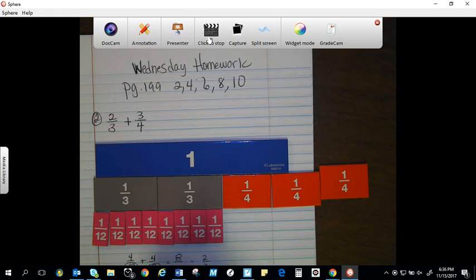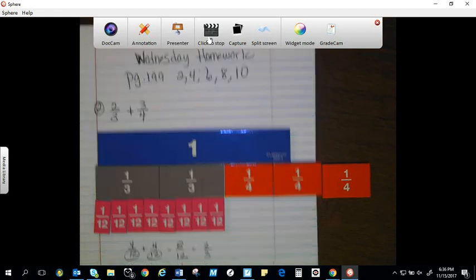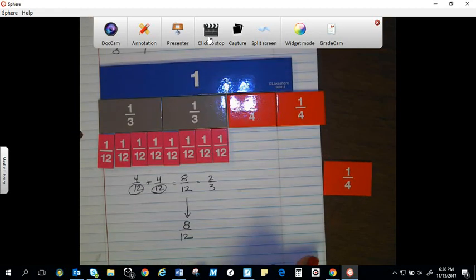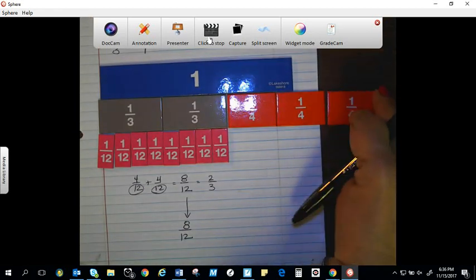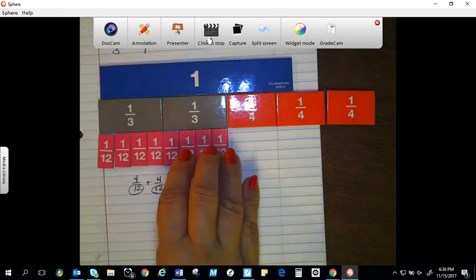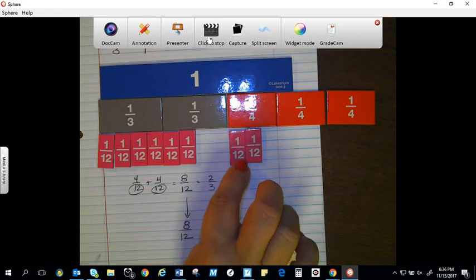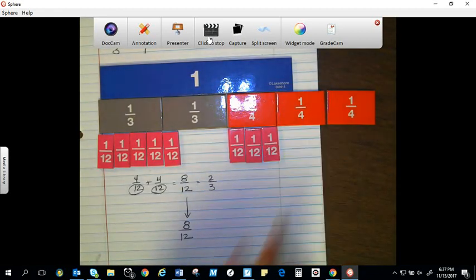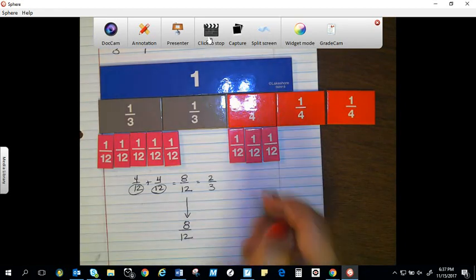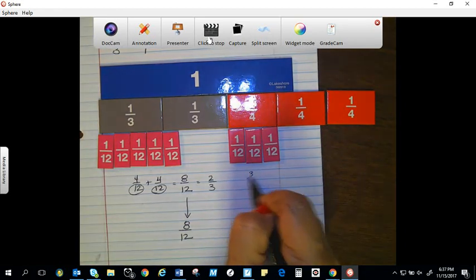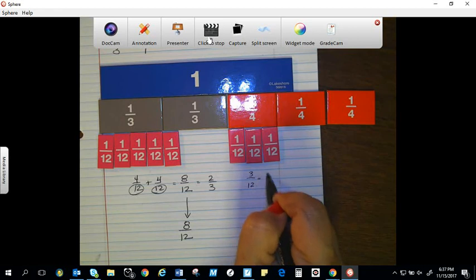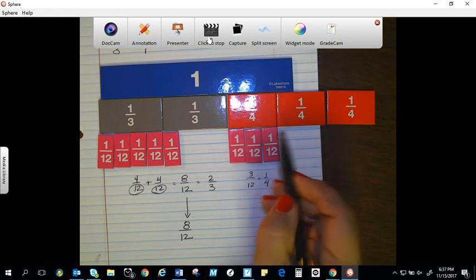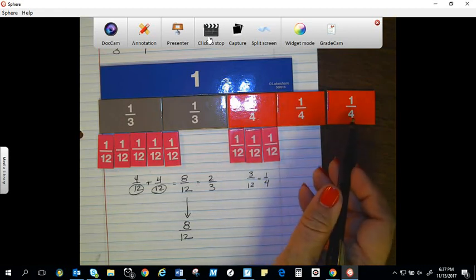So I'm going to pull this 8/12 down. Let me scoot that up so that you can see that. And now I'm going to take my 12s, and how many 12s will equally fit into my 4s? So that's 1, 2, 3. So now I know there's 3 12s that's equivalent to 1/4. Then how many 12s would be equivalent to 3/4?